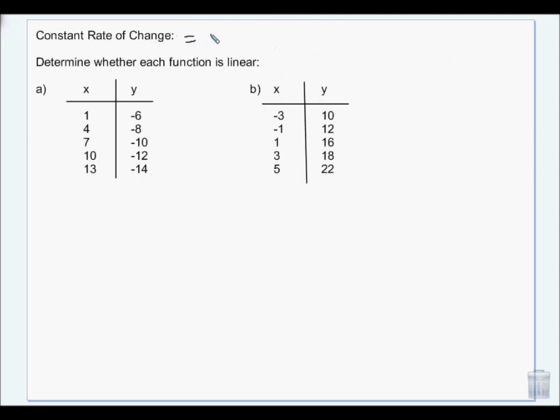Constant rate of change is a straight line. Okay, so if we're going to determine if a function is linear, it needs to have a constant rate of change, which means the differences between all the y's has to be the same, as the differences between all the x's have to be the same. All right, so what we can do is I'm going to rewrite these with a little bit more space.